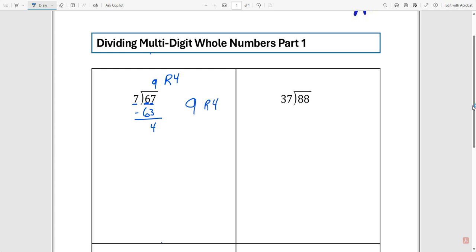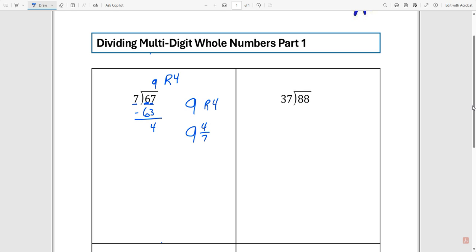Now, depending on how your instructor or your teacher wants you to write your answer, some people may want you to write that remainder as a fraction over the divisor. And so we get an answer of 9 and 4/7. And they also may want you to write this as a decimal, and it'd be 9 point whatever that may be, 4 divided by 7. All right, and so that's how we would do that.